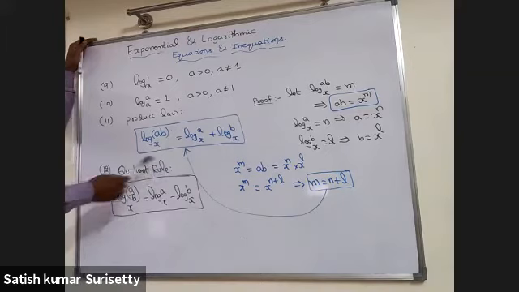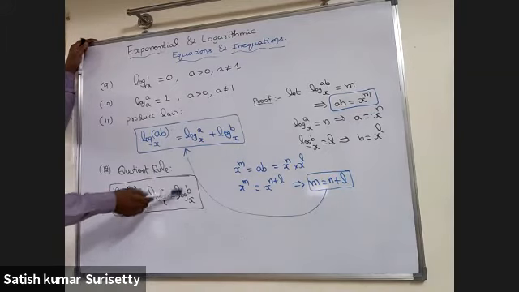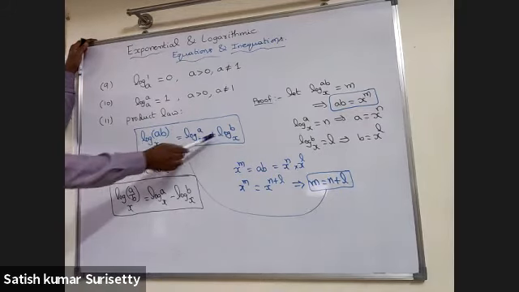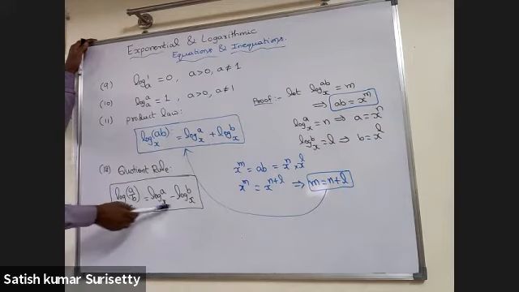Next, quotient rule of logarithm. Log of a by b base x equals log a base x minus log b base x. That is, when it is a product, it will be the sum, and when it is a quotient, it will be the difference.